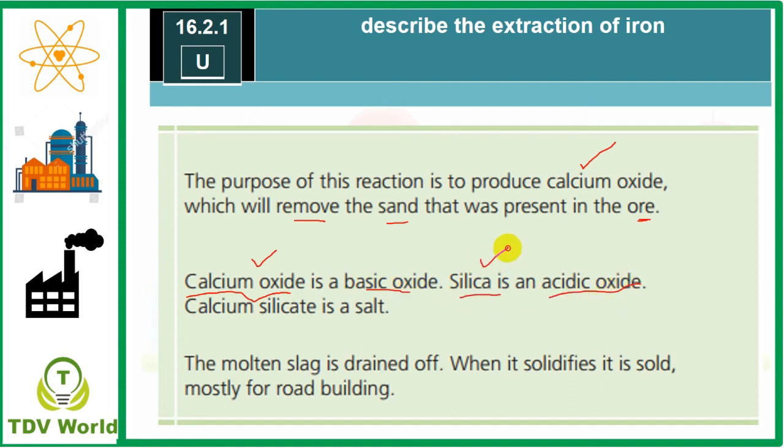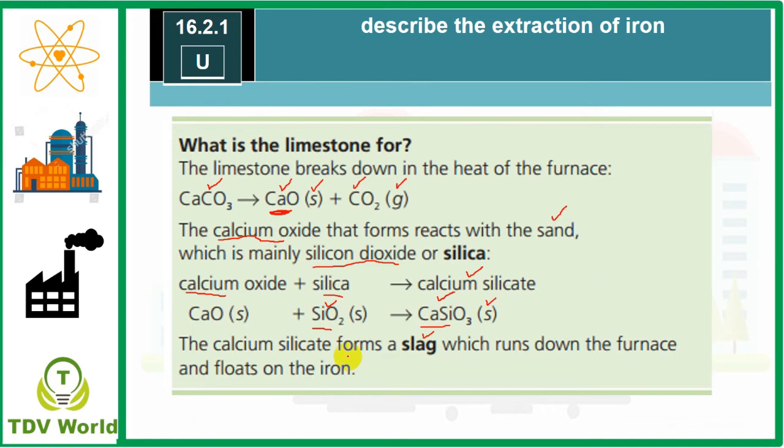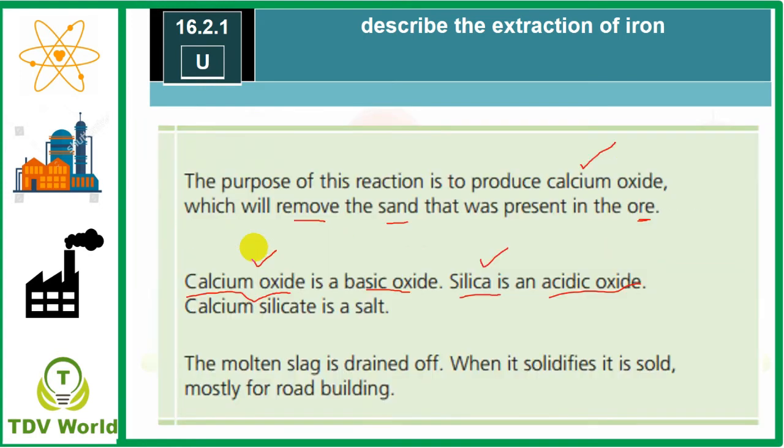Do you remember what silica is? Silica is something we discussed, that is sand, which is mainly silicon dioxide. You can refer to silicon dioxide as silica. Sand is mostly silicon dioxide, and its other name is silica. So calcium oxide is a basic oxide, and silica is an acidic oxide.